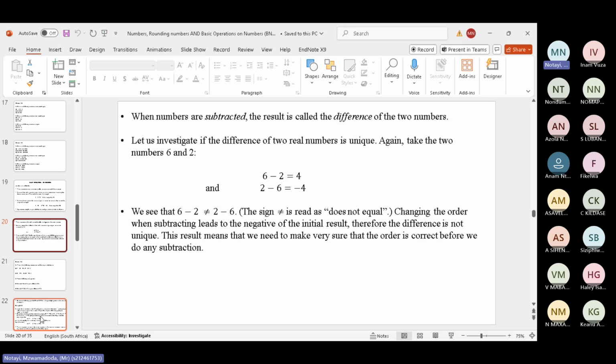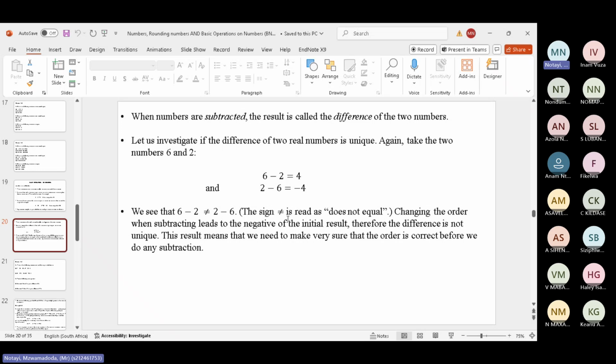When numbers are subtracted, the result is called the difference of the 2 numbers. Let us investigate if the difference of 2 real numbers is unique. Again, take a look at numbers 6 and 2. 6 minus 2 is equal to 4, and 2 minus 6 is equal to negative 4. We see that 6 minus 2 is not equal to 2 minus 6.